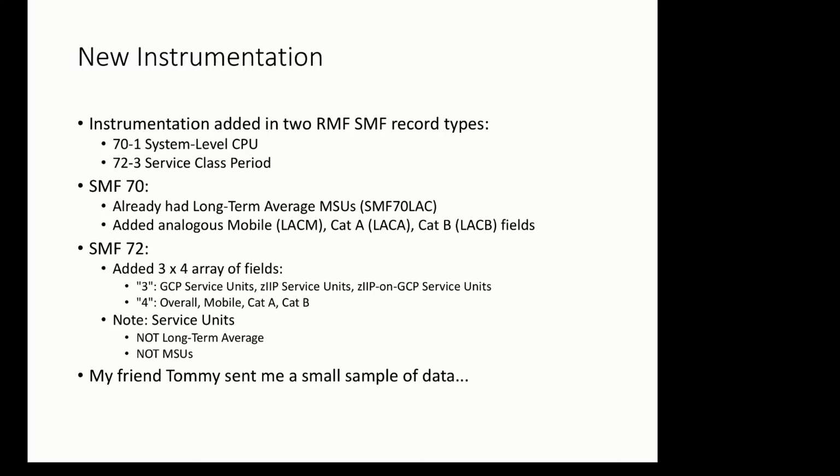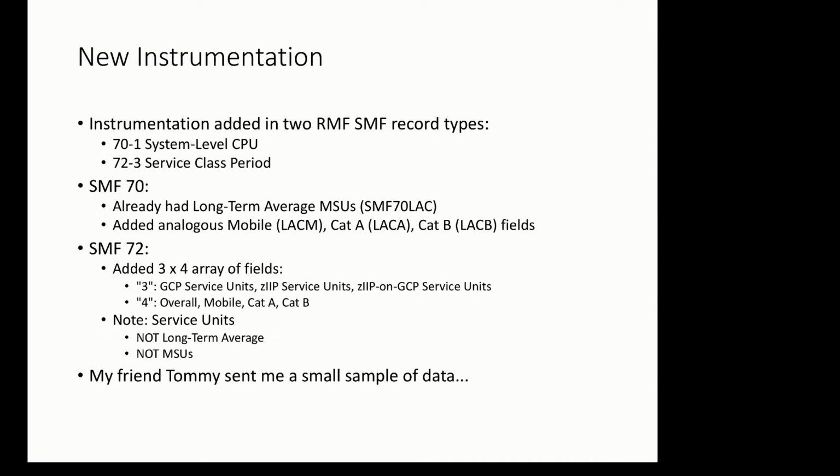Now, in the other dimension, there are 4 things, and you've already met them. They are the overall number in terms of service units in the 3 categories, and similarly for mobile and for Category A and for Category B. Notice these are service units, so they're not long-term average service units, unlike in type 70, and they're not MSUs, so they're not millions of service units in an hour.